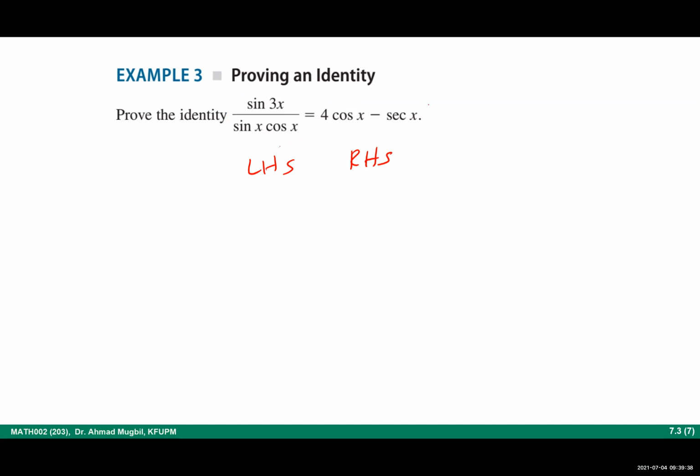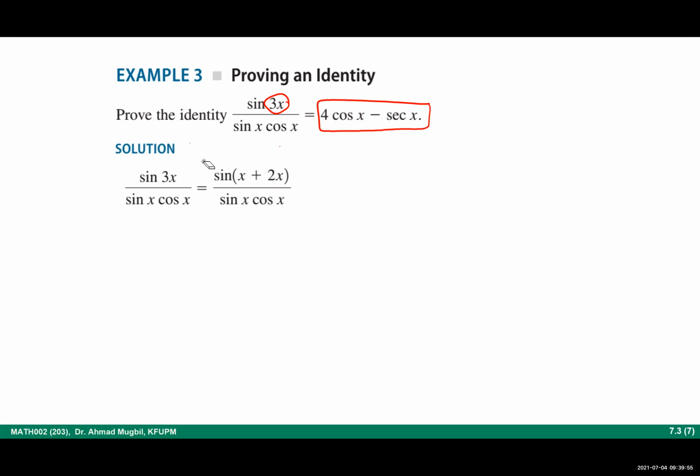Look here, if you start with this side, how can you go from x to 3x? It cannot be easier. The argument here, the angle itself. But for sine 3x, you can write it as we did for cosine 3x. So we will start with the left hand side. This is the left hand side. So here we have sine 3x over sine x cosine x. What we will do, we will just put sine 3x as sine of x plus 2x.